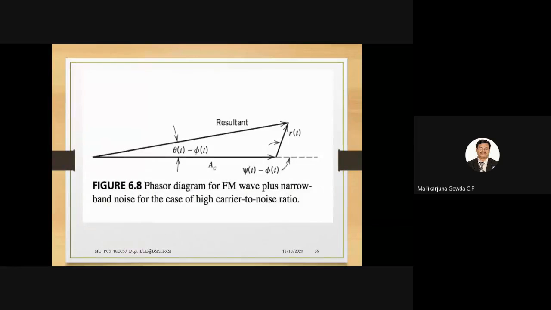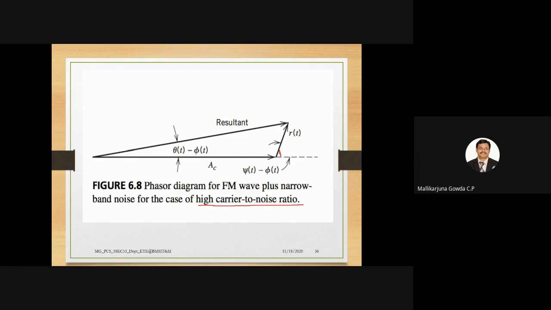What I can write by considering high carrier to noise ratio. All this analysis is done only by considering that the carrier to noise ratio is high. So this is my signal, and this angle is theta of t minus phi of t. And this other angle, whatever is written here, will be psi of t minus phi of t.